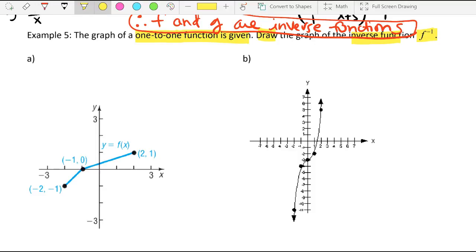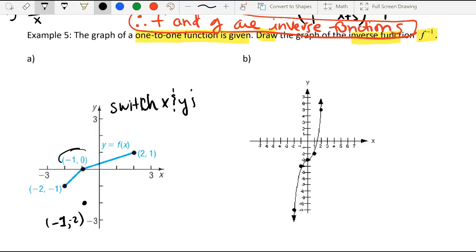An inverse function means that all of your points are going to switch. So switch x and y's. This point is -2, -1. So when I switch that, it's -1, -2. Make a dot, and please label. This point is -1, 0, so now I'm going to switch it to 0, -1. Label the points, 0, -1.